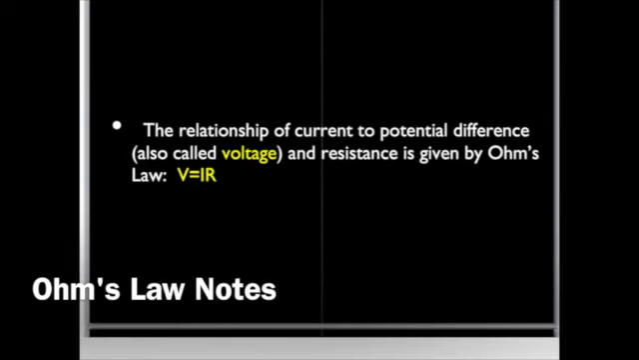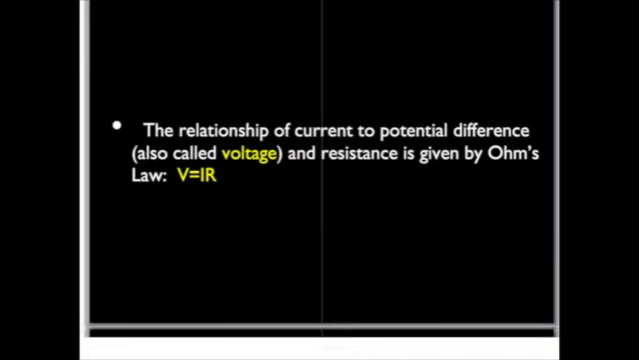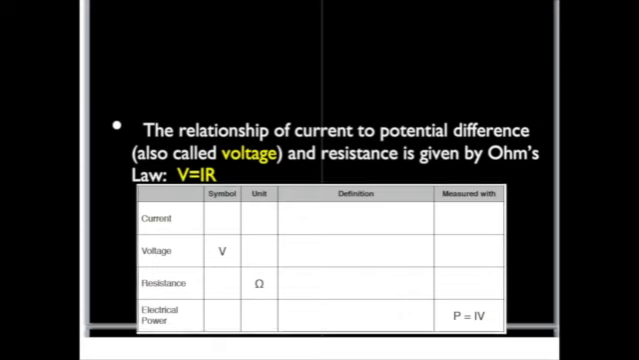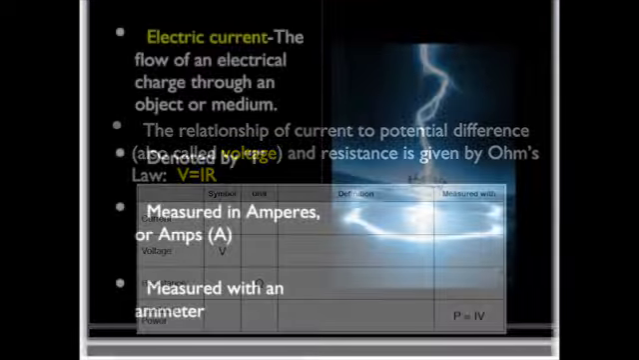Today we're going to look at Ohm's law. The relationship of current to potential difference and resistance is given by Ohm's law, which in equation form is V equals IR. You should have a copy of a table that looks really similar to this. It just doesn't have electrical power on the bottom. Affix it into your composition book and let's fill it out as we go through the next few slides.